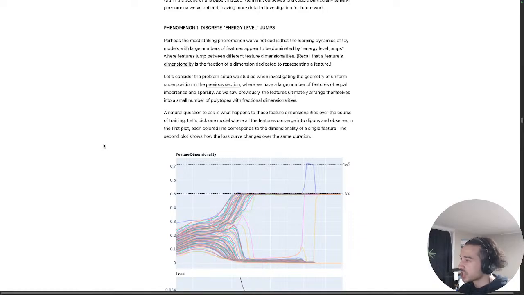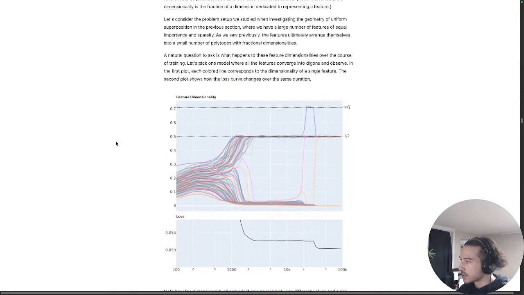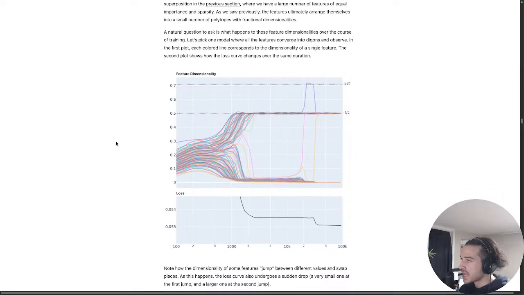A natural question to ask is what happens to these feature dimensionalities over the course of training. Let's pick one model where all the features converge into digons and observe. In the first plot, each colored line corresponds to the dimensionality of a single feature. The second plot shows how the loss curve changes over the same duration. So in this diagram, the feature dimensionality starts out as a bunch of strands that eventually converge, some to 1/2, the others to 0.